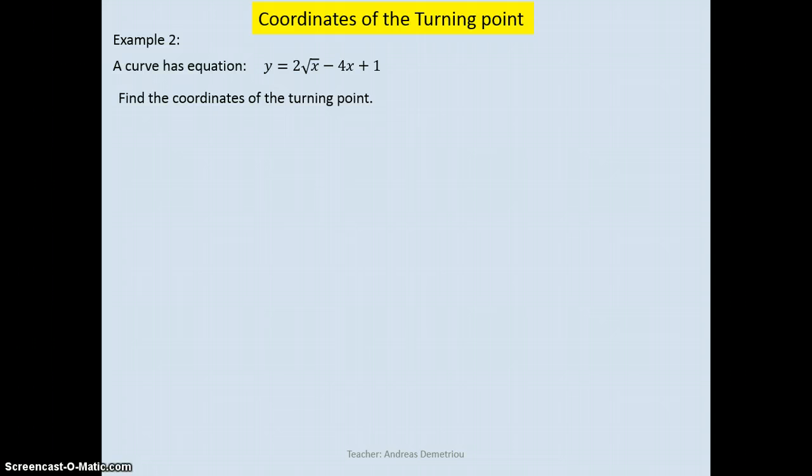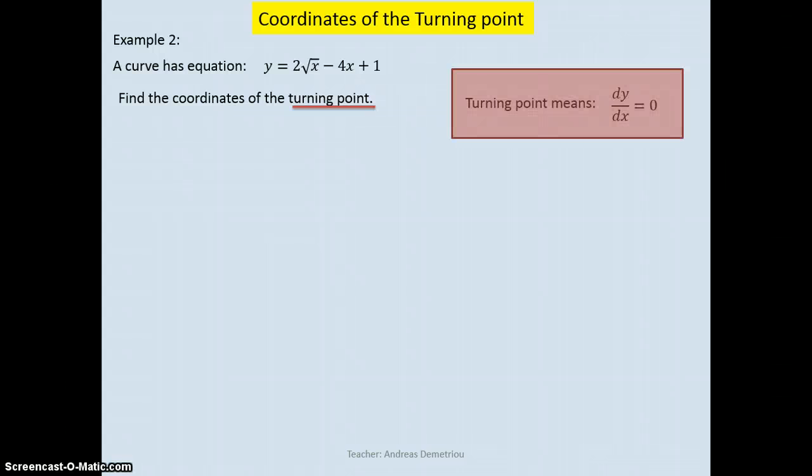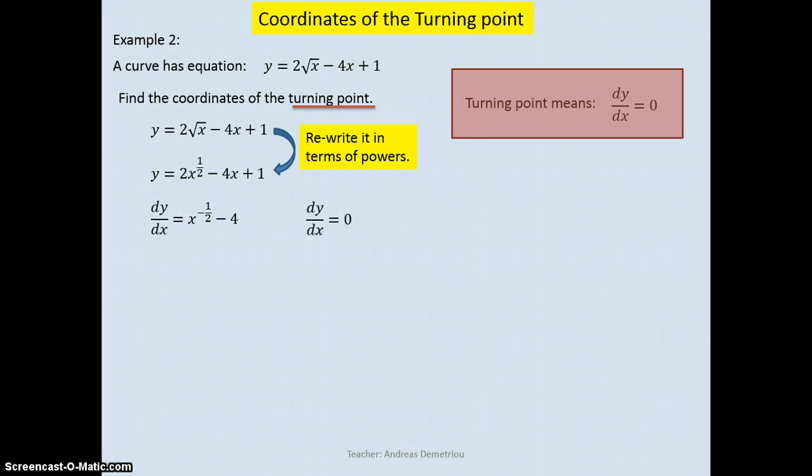A more difficult question is to find the coordinates of the turning point of this equation. Turning point means that the gradient is equal to 0, so we need to differentiate this equation. But first of all, we need to rewrite it because there is a square root of x in the equation. We know that the square root of x can be written as x to the power of 1/2. Now we differentiate this and set it equal to 0. In order to find the value of x, we need to leave x on its own. Therefore, we add 4 on both sides and we get this.